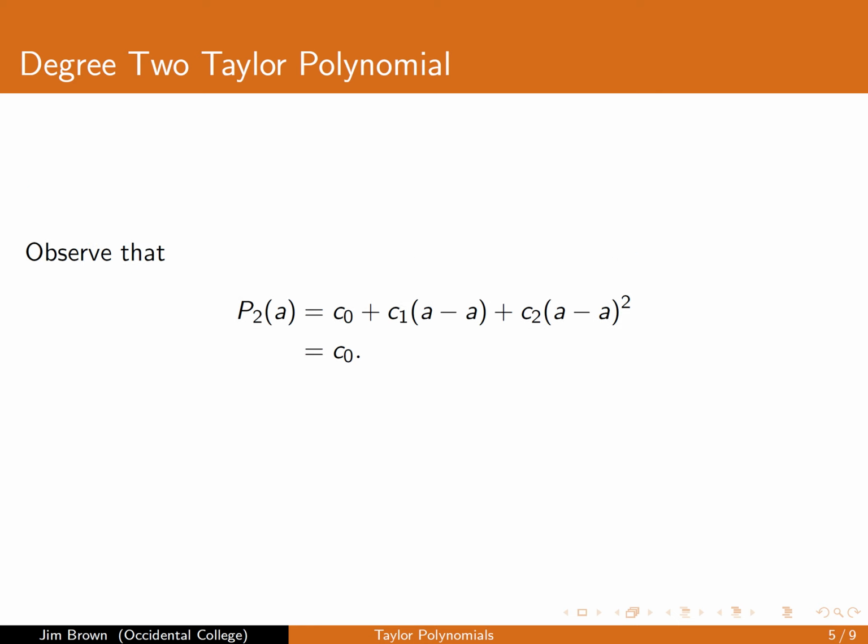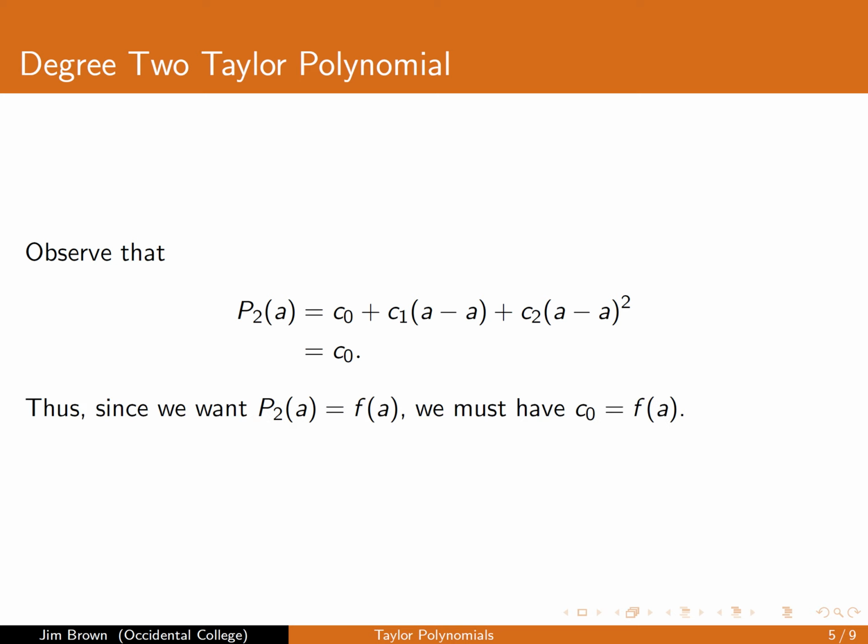So first note, if I plug in a for x, I get an a minus a and an a minus a squared. Those are both 0, so this just gives me C0 back. Now we recall we wanted P2 of a to be equal to f of a. So if P2 of a is equal to f of a and is equal to C0, that tells me C0 must be equal to f of a. So that gives us our first coefficient of the polynomial.